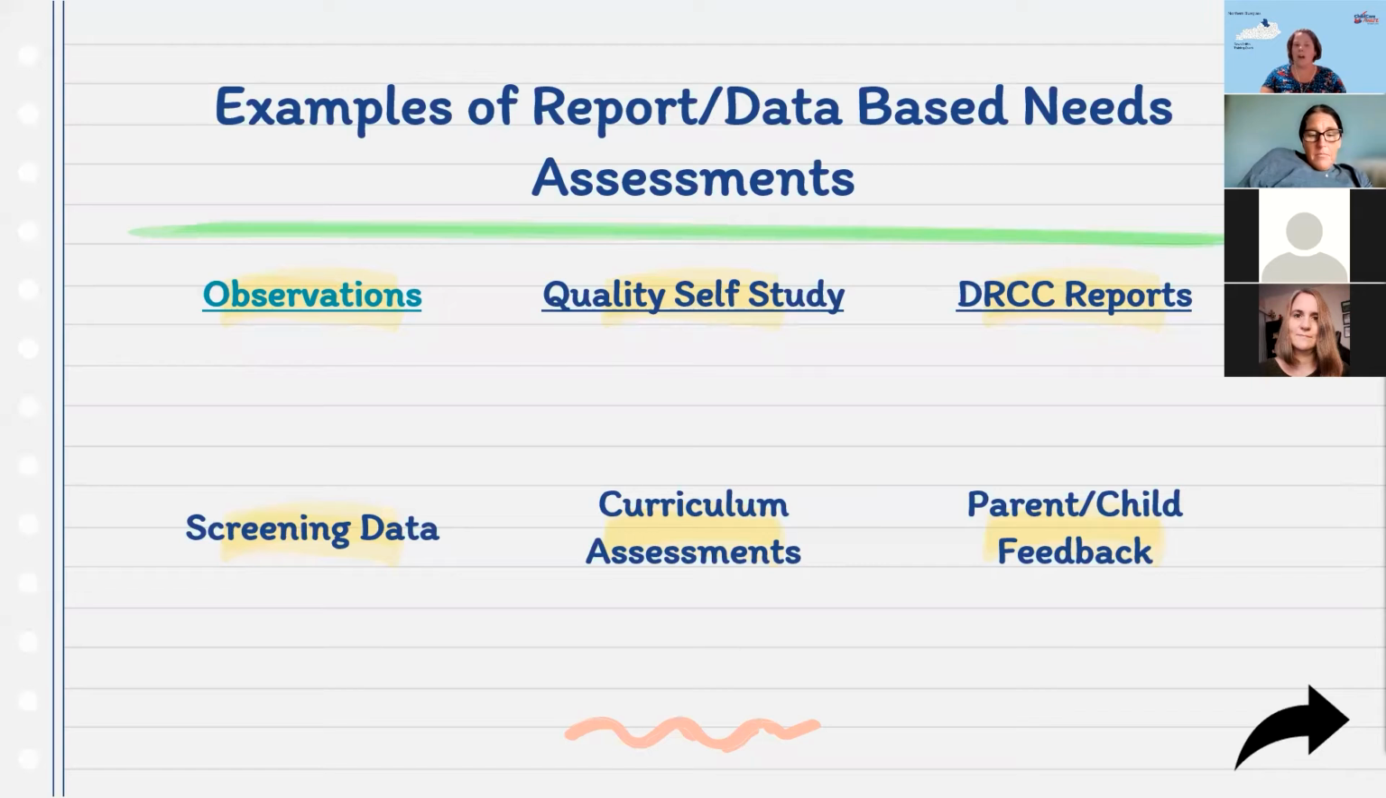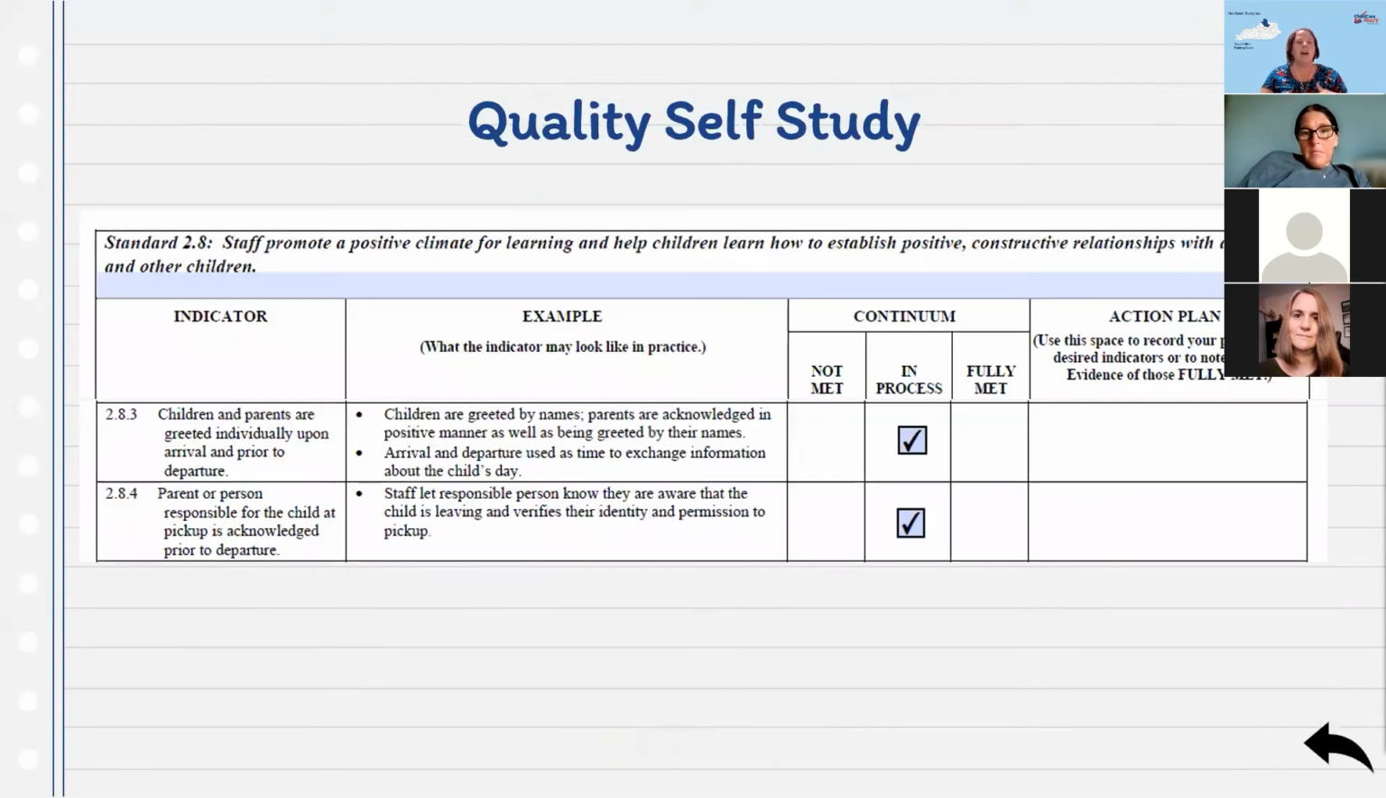Quality self-study is another type of observation that could be used. It's a little bit different than a direct observation. And this is just an example of a part of it. This is the quality self-study. The standard is staff promote a positive climate for learning and help children learn how to establish positive, constructive relationships with the adults and other children. And then it's got the indicators on here, examples, and then whether it's not met, in process, or fully met, and then an action plan, a space where you can put what you want to do in order to meet that. We do want to use this one as a little example.